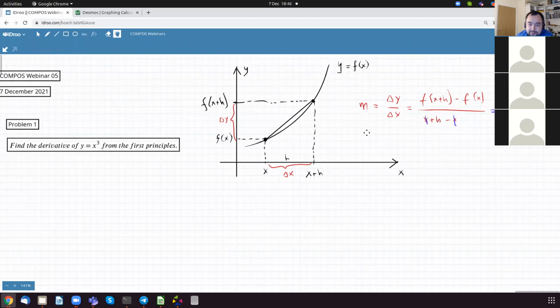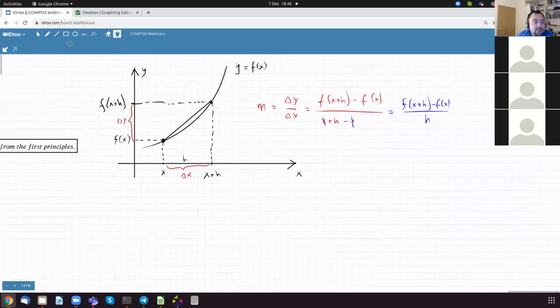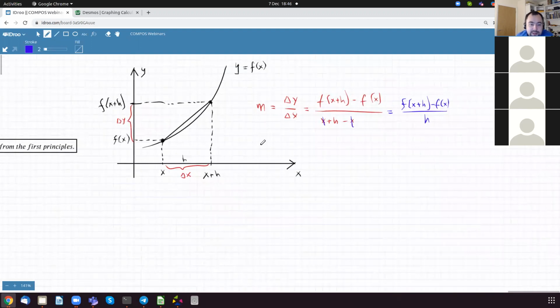Now the derivative of the function is, so f prime of x, or f dash of x, there are many names, is the limit of this value, the limit of f of x plus h minus f of x, divided by h, as h tends to 0. Okay.